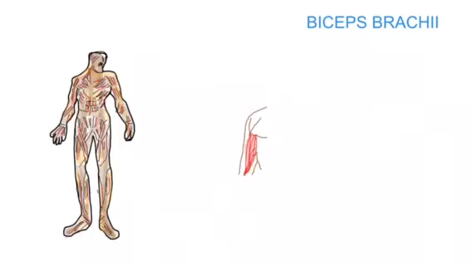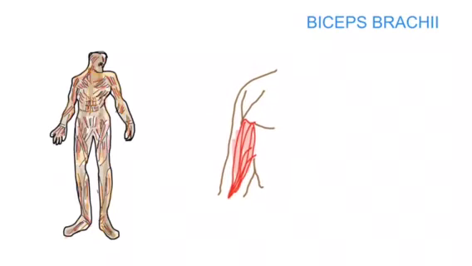The biceps brachii is located in the upper arm. Its origin is the humerus and the scapula, and it inserts at the radius. The biceps brachii assists with flexion of the arm and forearm and supination of the forearm.